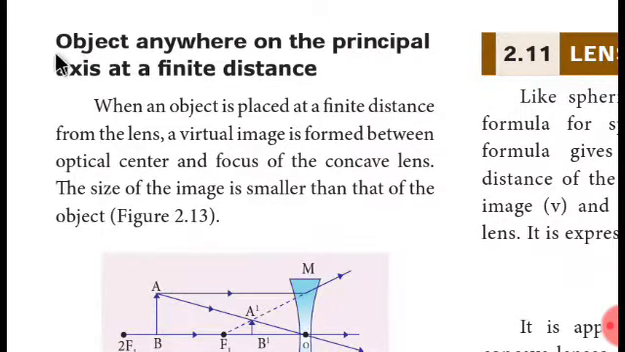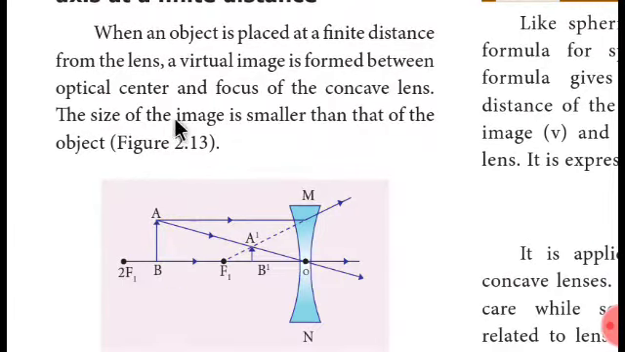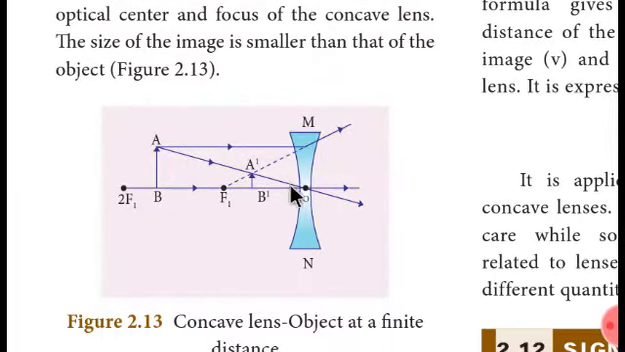Going on with the second one, object on the principal axis at a finite distance. Finite distance means, if you take this lens focal length as 5 centimeter, then a finite distance will be 20 centimeter, 30 centimeter, 40 centimeter. That's the finite distance.